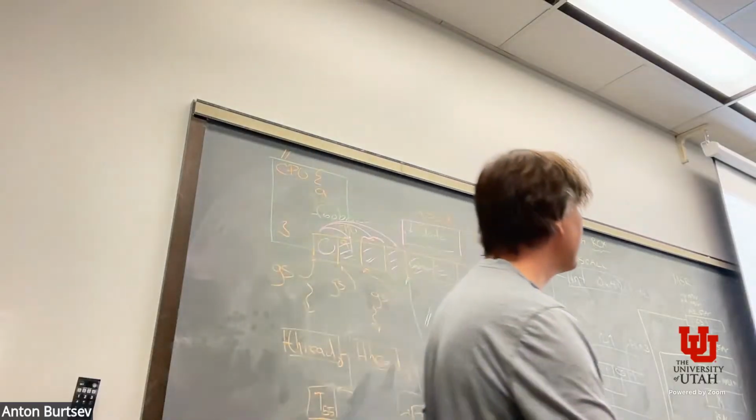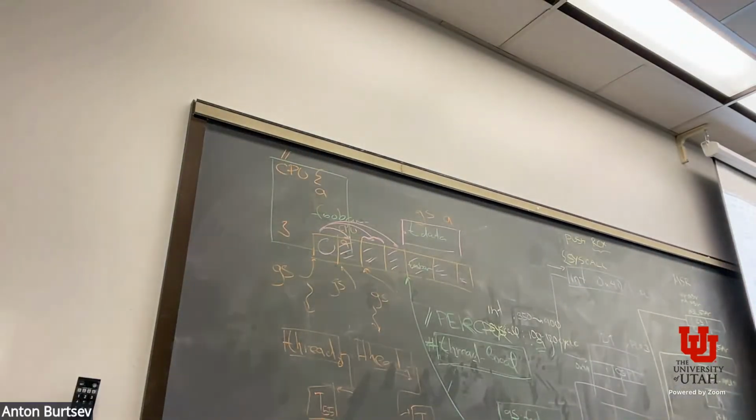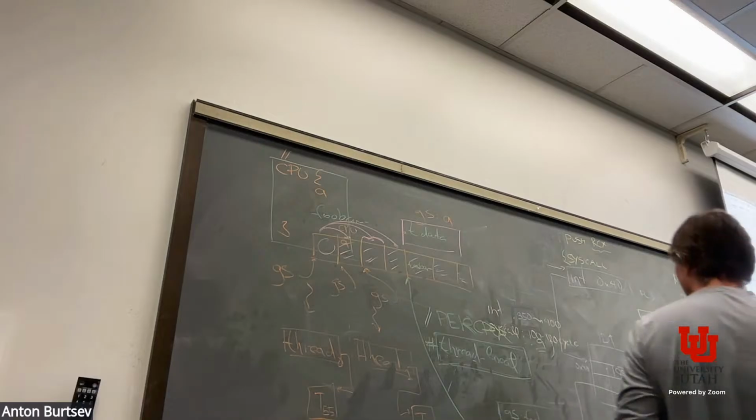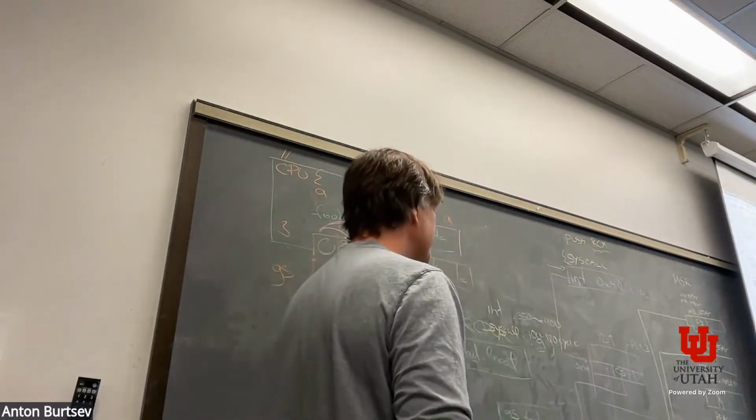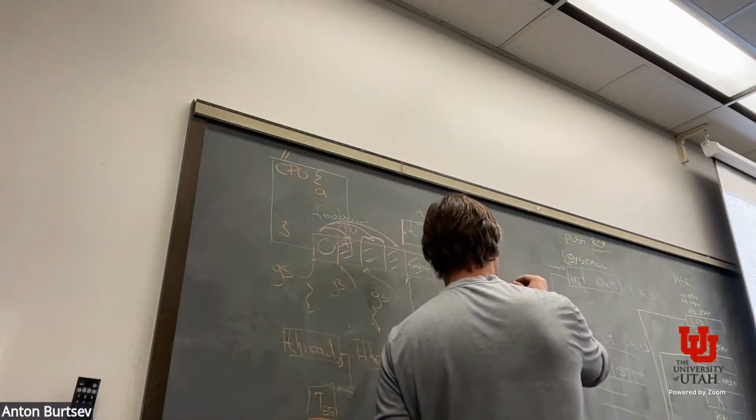Okay, so now let's go back to this example, which I was using here. We got how per CPU variables work. The question is, why do you need this swapgs instruction? First of all, what does swapgs do?